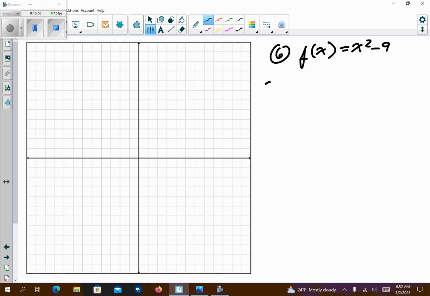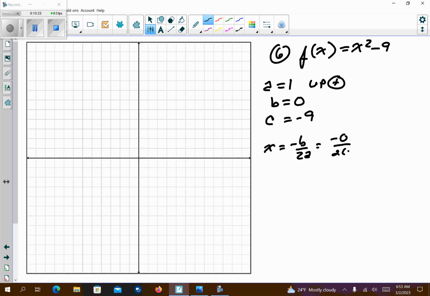Number 6, our a value is 1, so we're going to open up because that's positive. Our b value, there's no x term, so it's 0, and our c term is negative 9. We're going to use x equals negative b over 2a. So I get negative 0 over 2 times 1. Well, 0 on top gives me a 0 overall. So that's my axis of symmetry. So it's right up and down the y-axis.